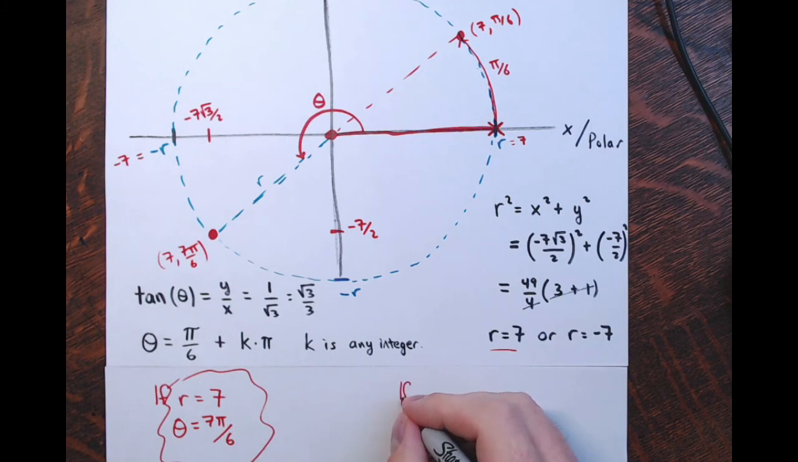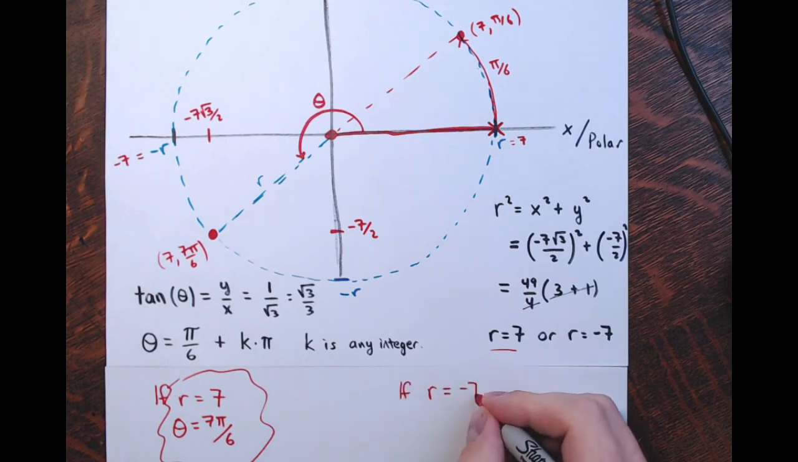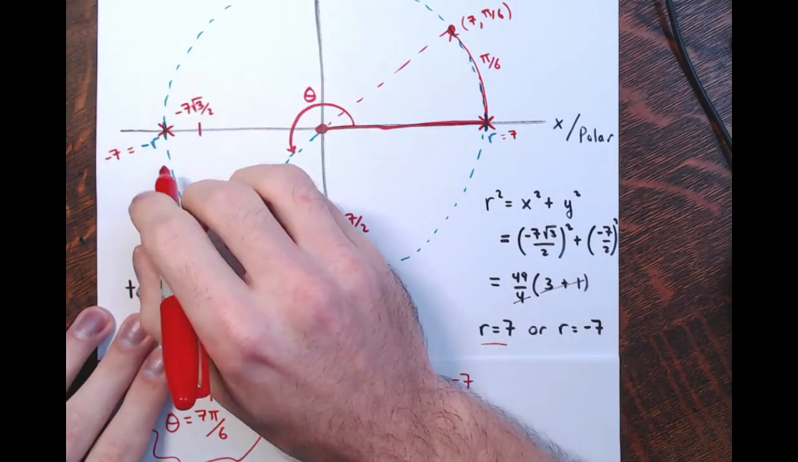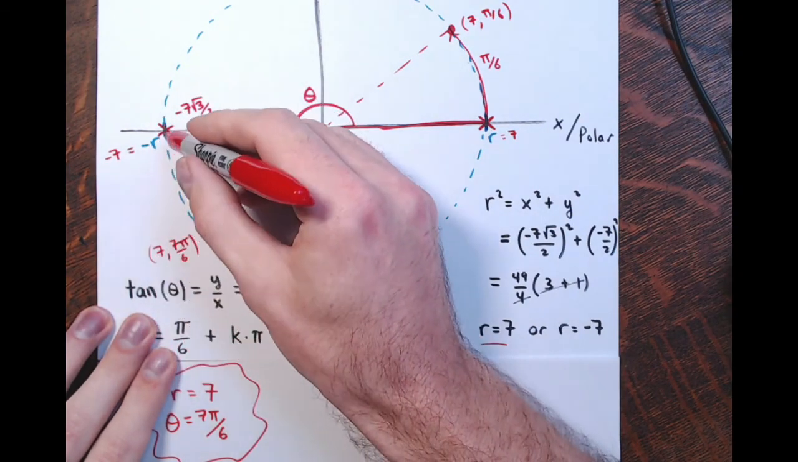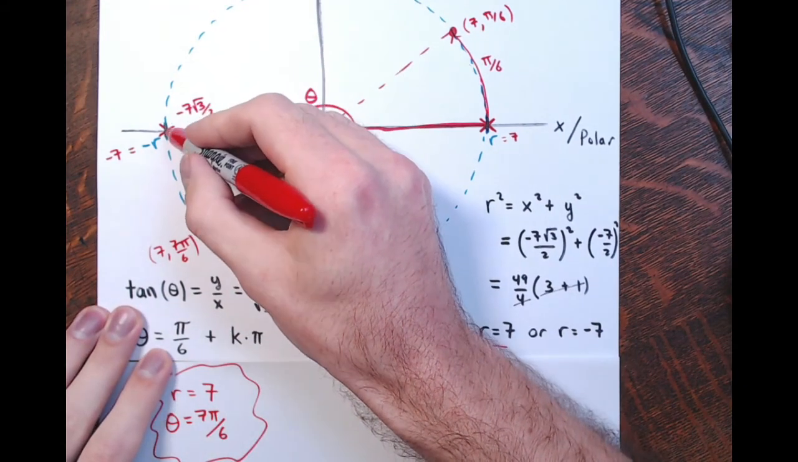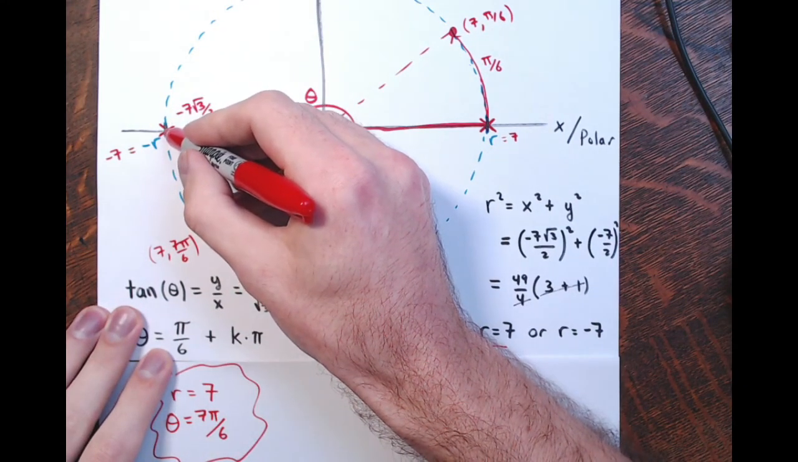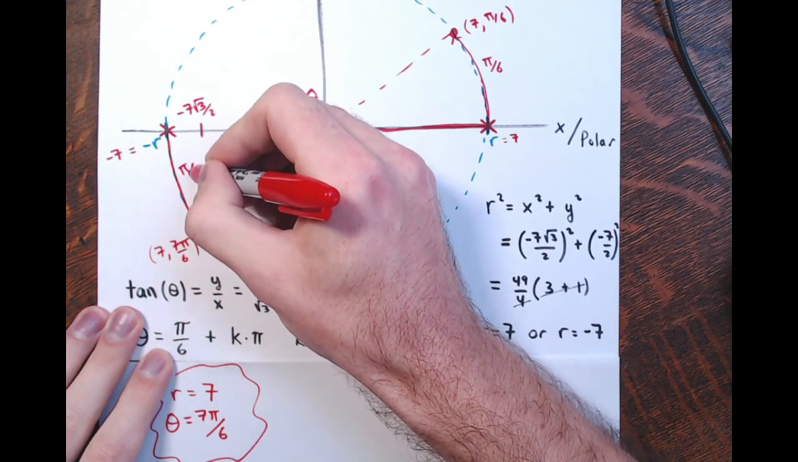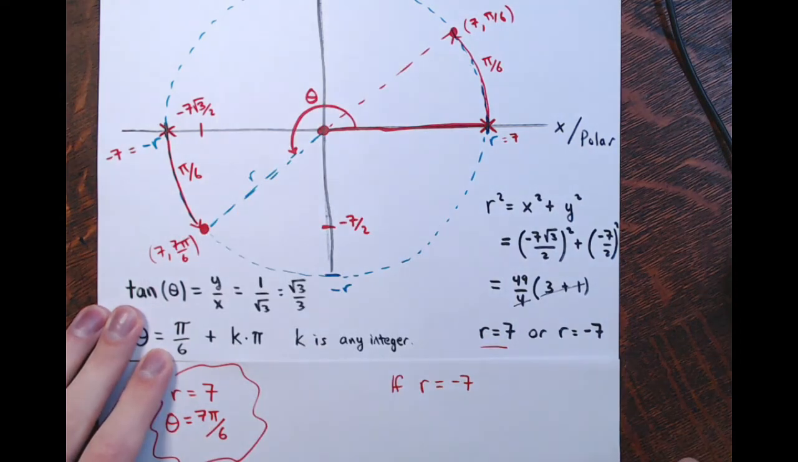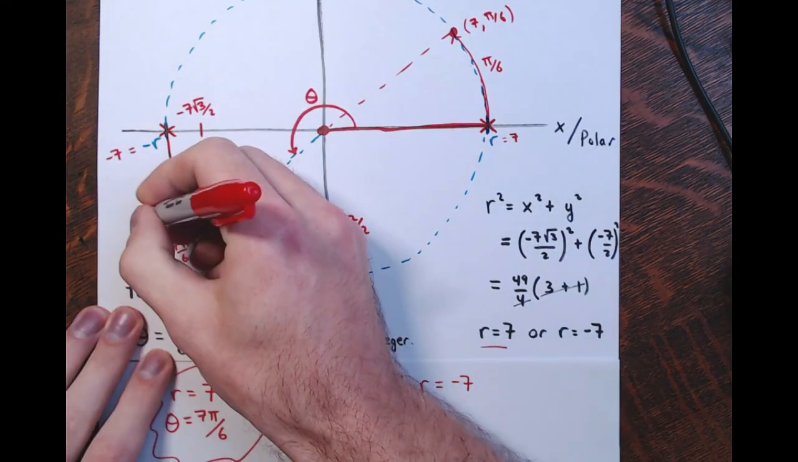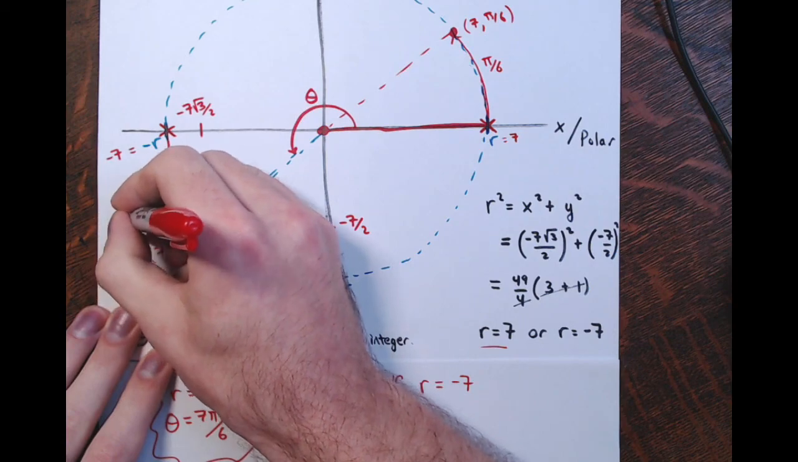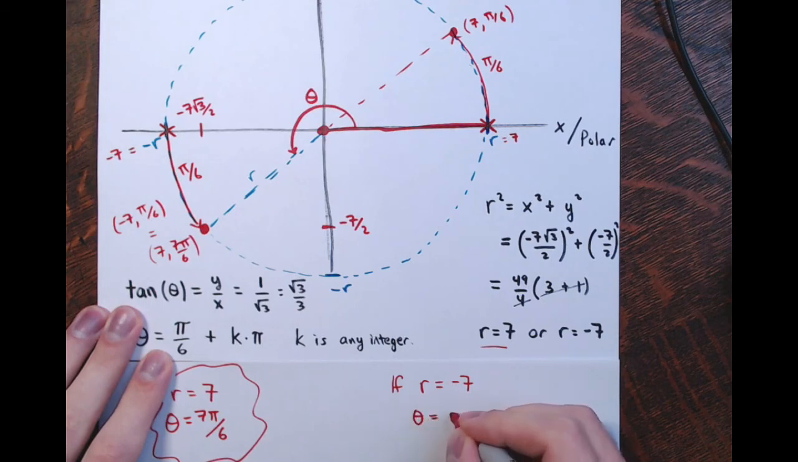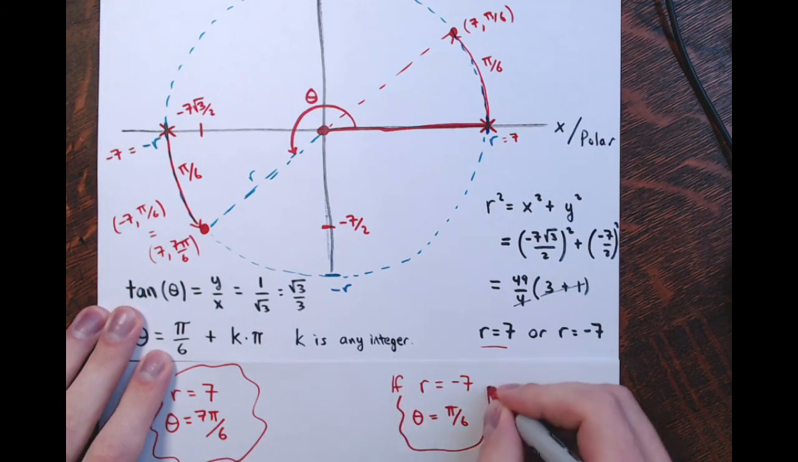Now what if r were -7? Then I'm starting over here on the polar axis, where r is -7. And let's see, does pi over 6 get me there? Starting at -7 and then going positive pi over 6, counterclockwise pi over 6, yes indeed, that would take me to that point. So this is also the same as r equals -7, theta equals positive pi over 6. You could use that as well. It really depends on what they want you to do.